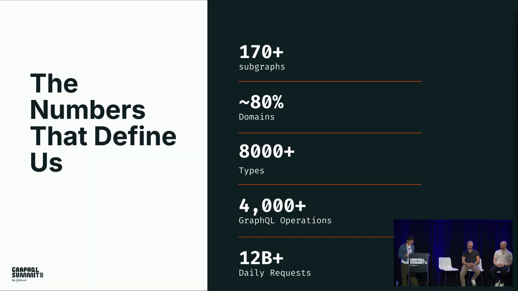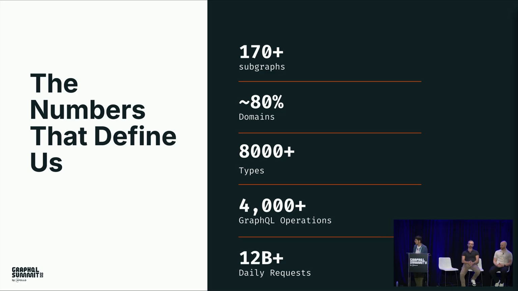To give you a sense of our scale and complexity, we are currently managing more than 170 subgraphs. These subgraphs serve more than 8,000 types. I never remember this number, but yeah, more than 8,000 types, serving 4,000 live operations in production. And the domain data coverage is around 80% across the whole organization.